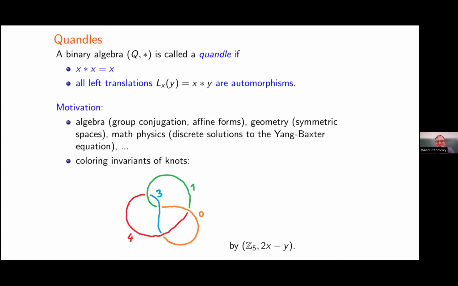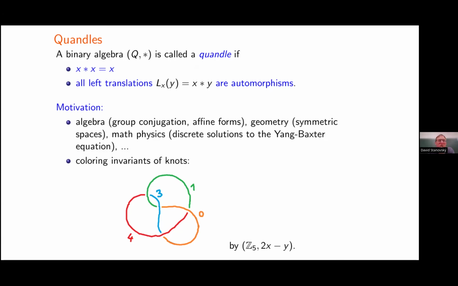So if you look at the multiplication table, what is a left translation? It's just a row of the multiplication table. So all rows should represent a permutation, and this permutation should be an endomorphism of the structure, right? So very symmetric structures. You can write it equationally. You get three identities, which sort of resemble syntactically the axioms of groups, but that's probably irrelevant.